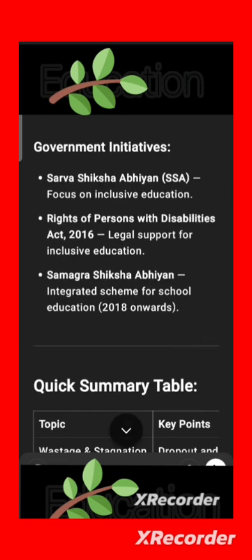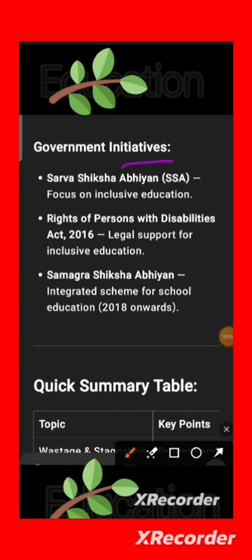Government initiatives. Sarva Shiksha Abhiyan. Right to Education Act 2009 mandates free education for all children 6 to 14 years, including children with disabilities. RPWD Act 2016 ensures the education right of persons with disabilities. Sarva Shiksha Abhiyan focuses on inclusive education. The RPWD Act 2016 gives legal support for inclusive education.